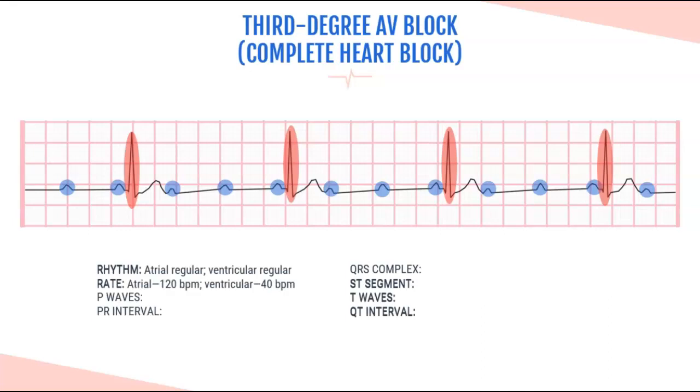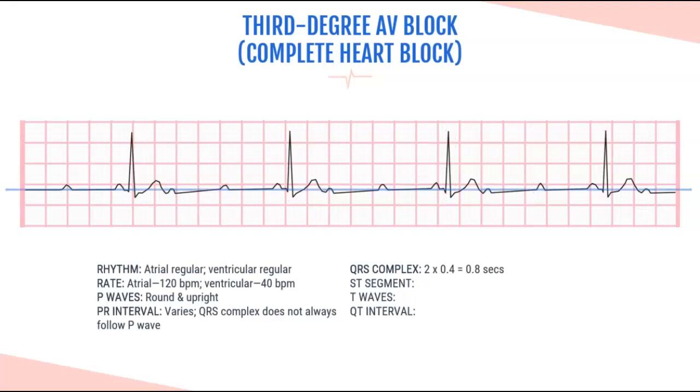Our atrial rate is 120 beats per minute, whereas our ventricular rate is 40 beats per minute. Our P waves are round and upright. Our PR interval is going to vary because the QRS complexes do not always follow a P wave. Our QRS complexes are about 2 small squares. Multiply that by 0.04 seconds gives you 0.08 seconds, which is within normal limits.